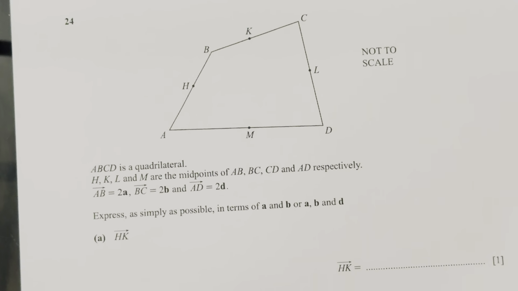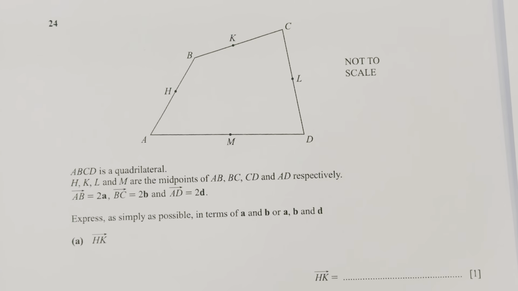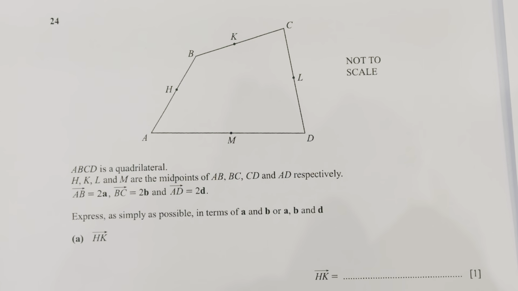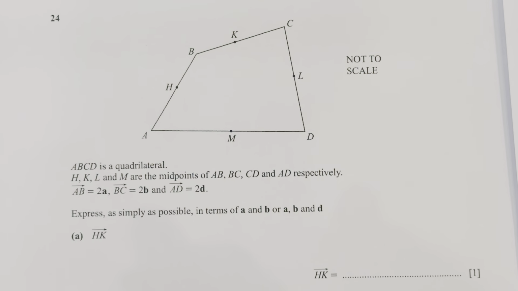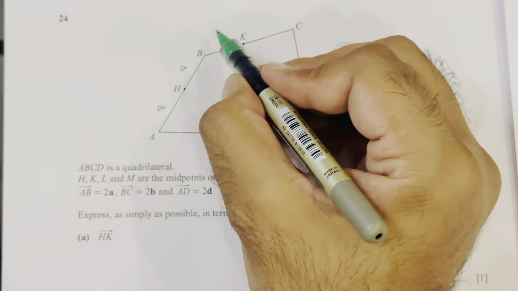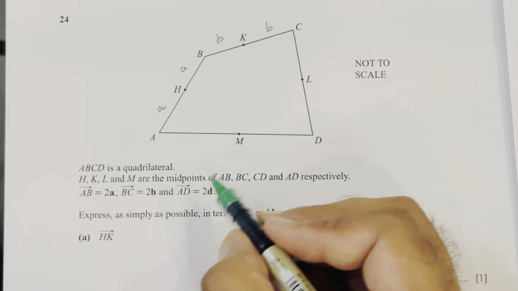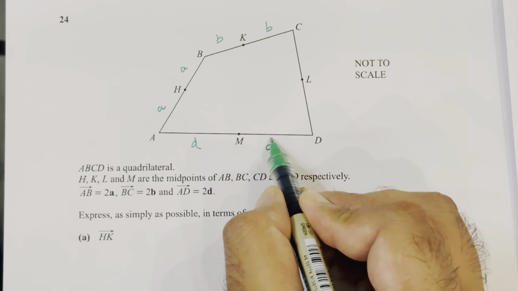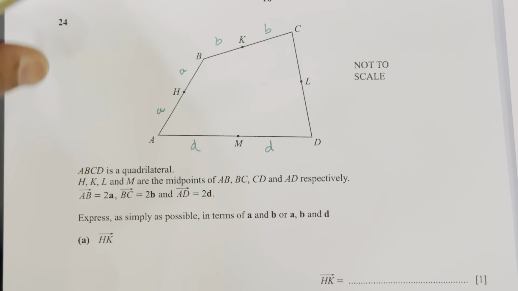Moving to the last question of this paper, question number 24. This is from the topic of vectors. ABCD is a quadrilateral, and H, K, L, M, R are the midpoints. So AB is equal to 2A. It means this would be A and this would be A. BC is equal to 2B. This would be B and this would be B. AD is equal to 2D. It means this would be D and this would be D as well. Express as simply as possible in terms of A and B the value of HK.